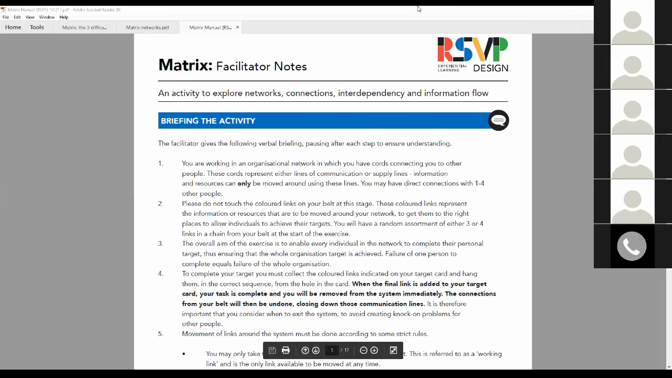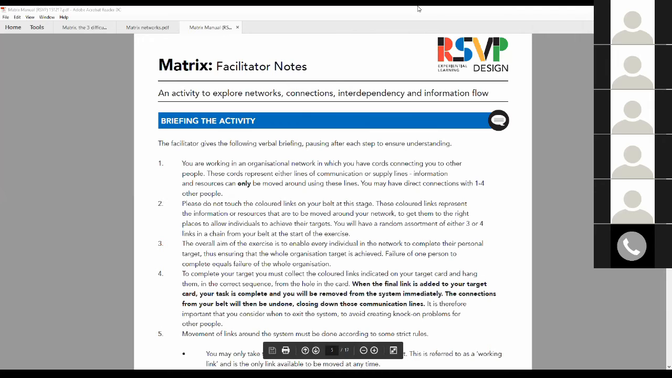The fourth point here is to complete your target, you must collect the coloured links indicated on your target card and hang them in the correct sequence from the hole in the card. And what I often do is to have a spare card to illustrate this to people.